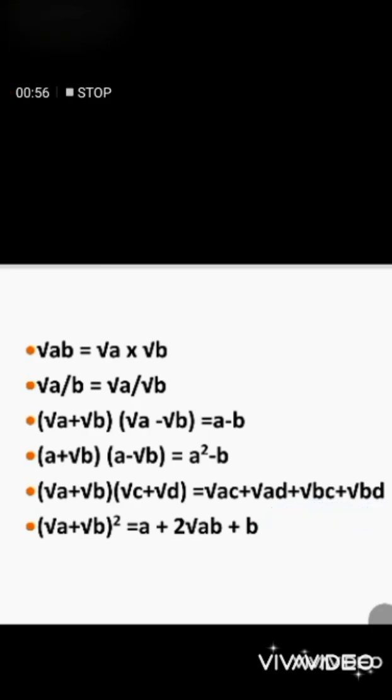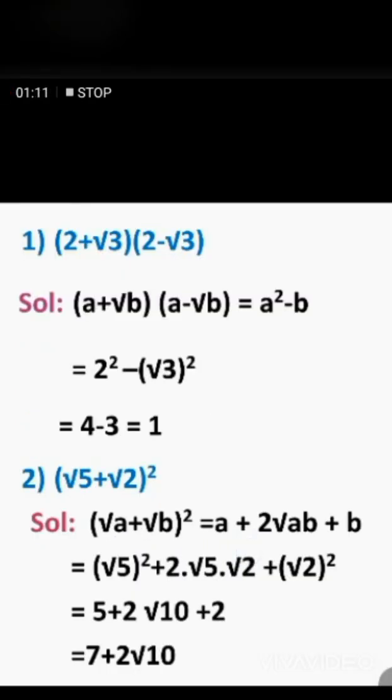Next and last property, root over a plus root b whole square. Here this is in the form of a plus b whole square, which is a square plus 2ab plus b square. The result is a plus 2 root ab plus b. Now let us move on to a few examples.